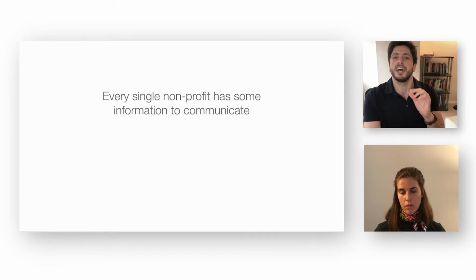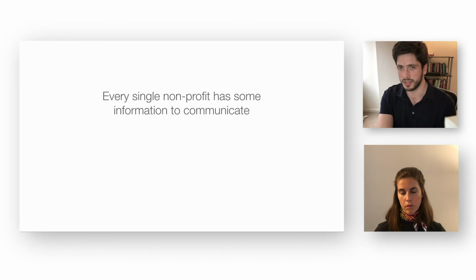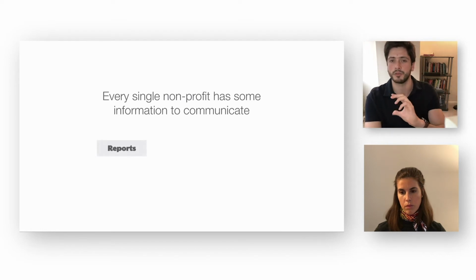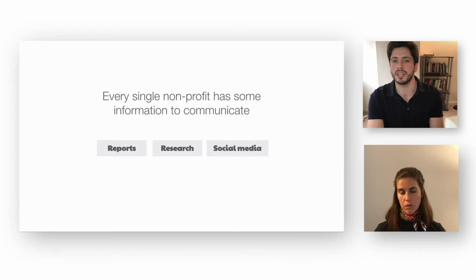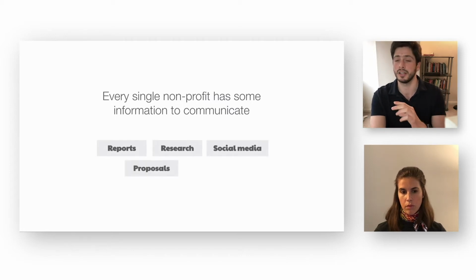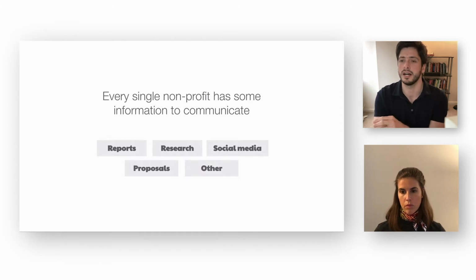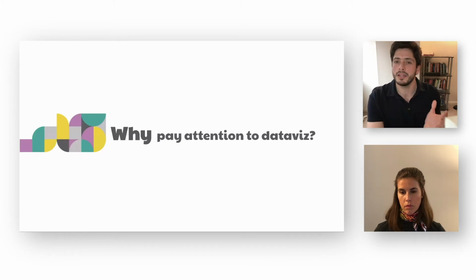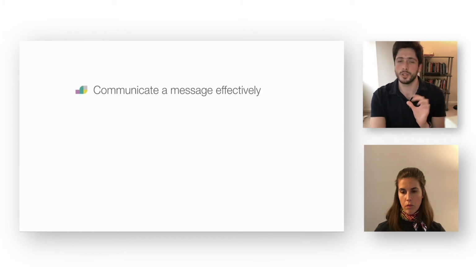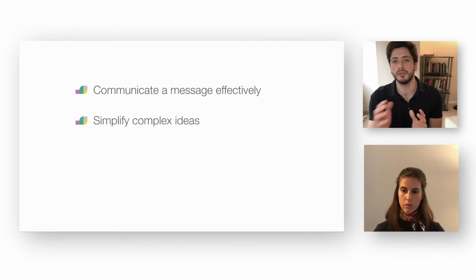As I said before, every single nonprofit has some information to communicate. That's in the form of reports, research, social media, fundraising proposals, etc. There are different products, different ways organizations need to communicate their information. So why should organizations pay more attention to DataViz? Because first, they want to communicate a message effectively, or more effectively. So they can always find better ways to communicate something. Secondly, they want to simplify complex ideas, and that's especially true for think tanks.